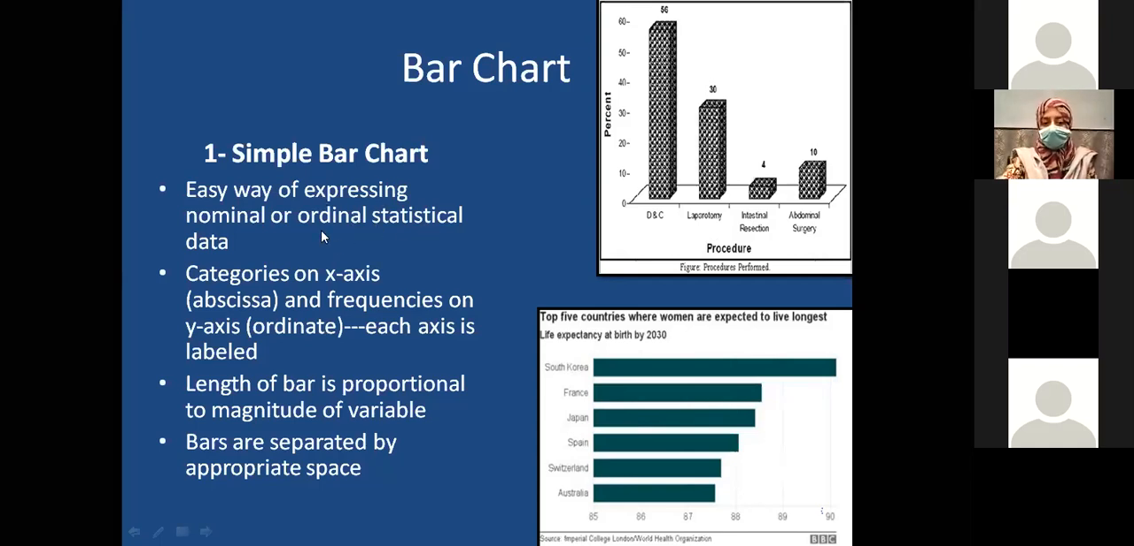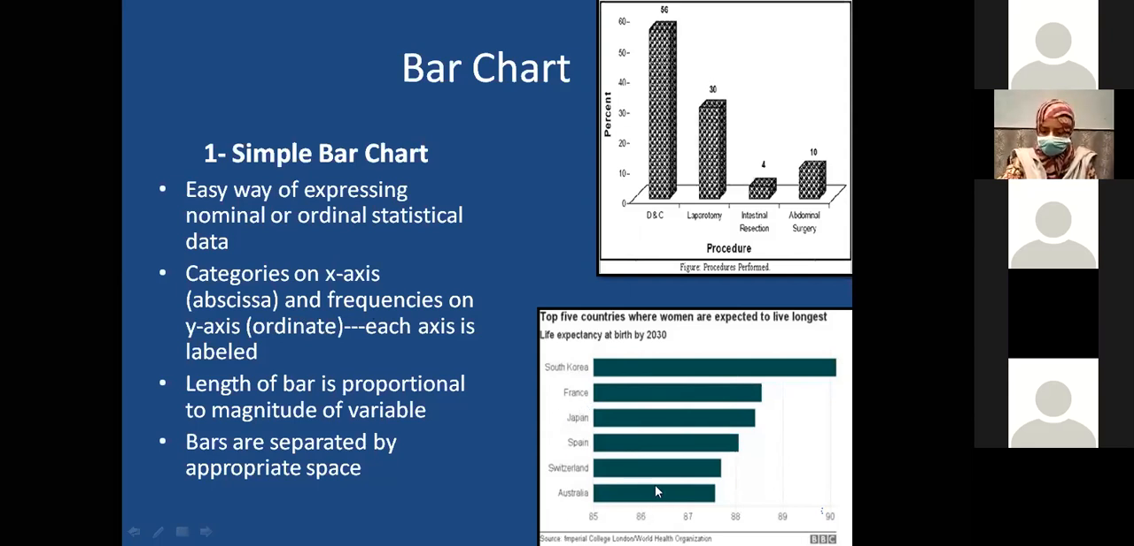It's an easy way of expressing nominal or ordinal statistical data. You can use it for ordered data or for data that doesn't have any order, for example, male and female. So the categories are given on the x-axis. You can keep them on the y-axis as well. Okay? This x-axis is known as the abscissa, and the frequencies are given mostly on the y-axis, which is known as the ordinate. Each axis is labeled accordingly, and the length of the bar, as I said, is proportional to the magnitude of the variable, and the bars are separated by appropriate spacing.